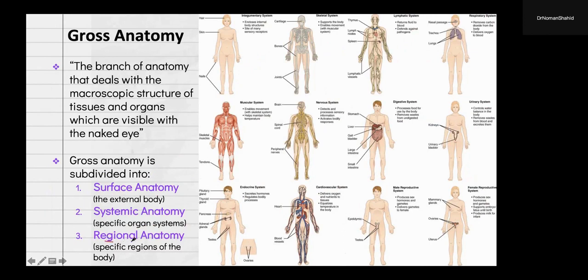Okay, so then we go to regional anatomy where we have 7 regions: upper limb, lower limb, head and neck, thorax, abdomen, pelvis, perineum, and abdominal viscera. Okay, this is surface anatomy, systemic anatomy, and regional anatomy.